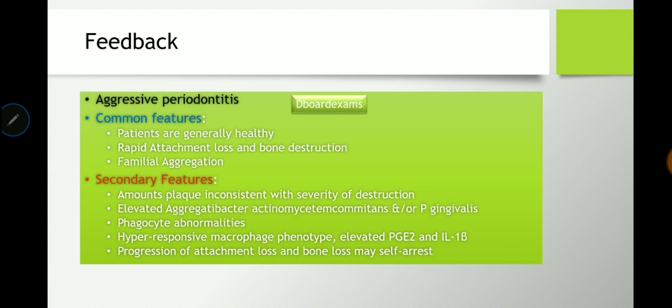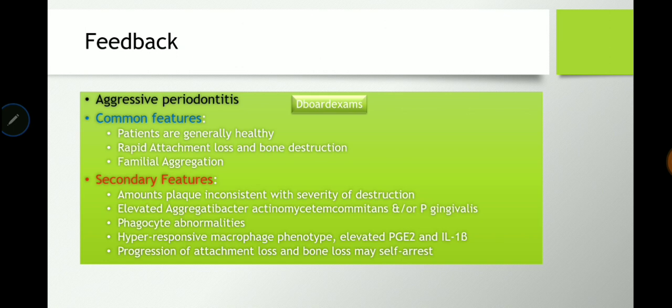In aggressive periodontitis, the common features are patients who are generally healthy, with rapid attachment loss and bone destruction. Usually there's a familial nature, so somebody in the family may have it too. Secondary features: amounts of plaque inconsistent with severity of destruction. Somebody comes in with a little bit of plaque, but the bone loss is severe. There's elevated Aggregatibacter actinomycetemcomitans and, of course, P. gingivalis.